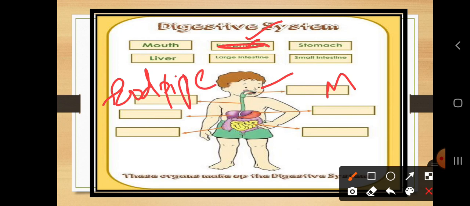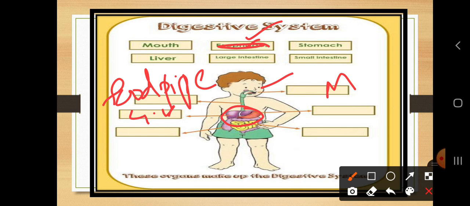Then the next part is the stomach. This is the stomach. Next is the liver. Dear students, the liver lies down to the stomach part. So this is the liver.